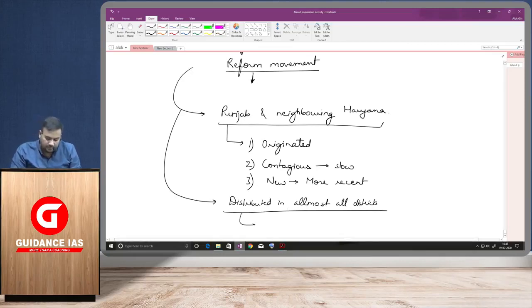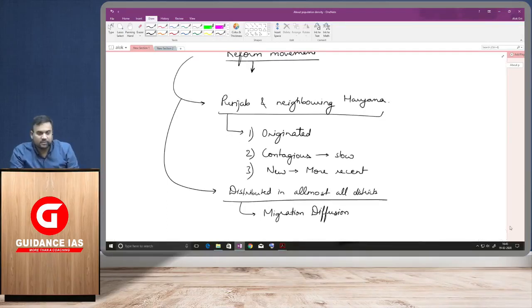Main reason is the case of migration diffusion. It is spread through migration diffusion. Okay? So you can understand, Sikh population is something वो सभी जगह मिलता है. Wherever you go, even in Ladakh, you'll find they will be present. Even if you go to Russia, countries like Uzbekistan, anywhere, you'll be finding they will be present. हर जगह मिल जाते हैं.